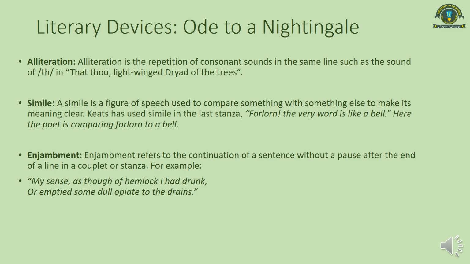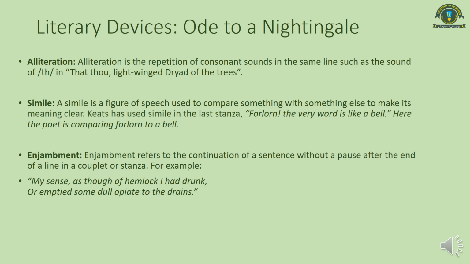A bell is just like an alarm clock which wakes a person from his imagination or dreams. In the same way, forlorn was a word that worked like an alarm clock that told Keats back to his natural world, where he was living with his sufferings and his own single self. So this is the use of simile.